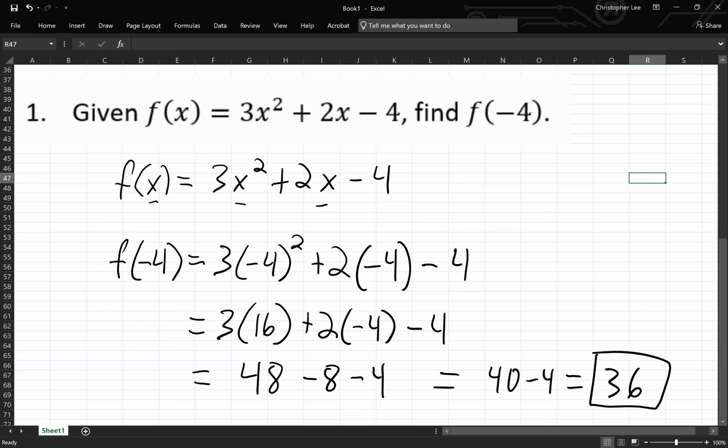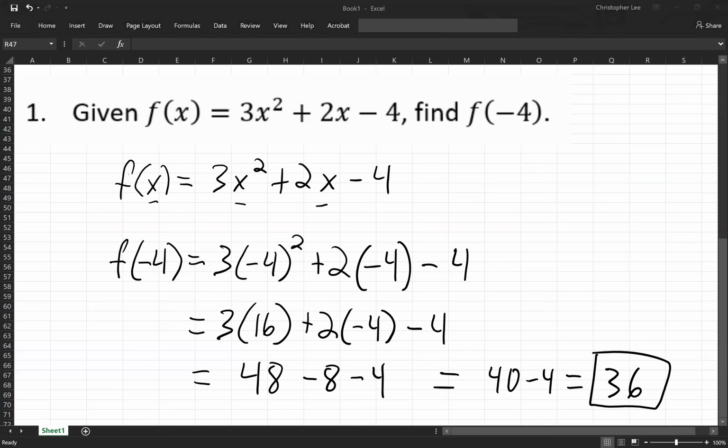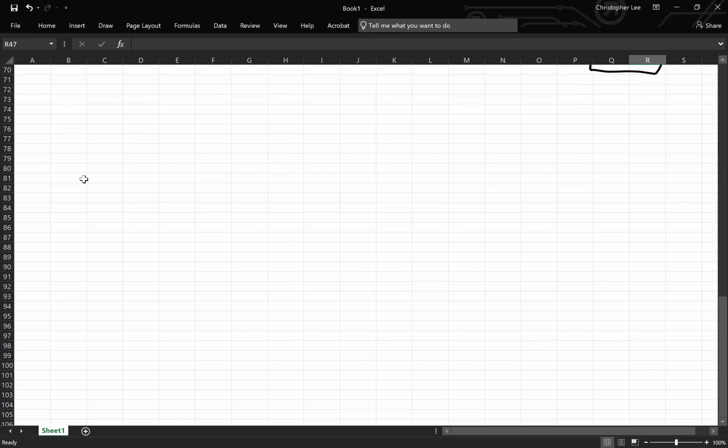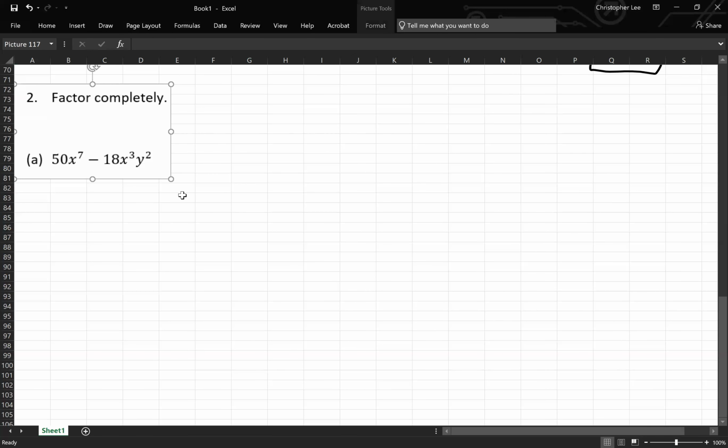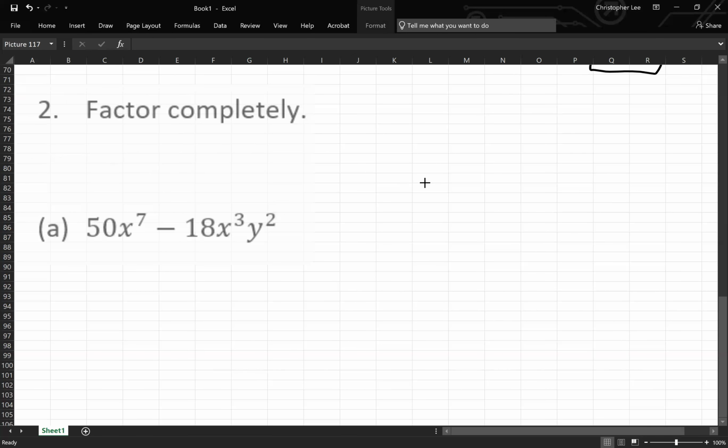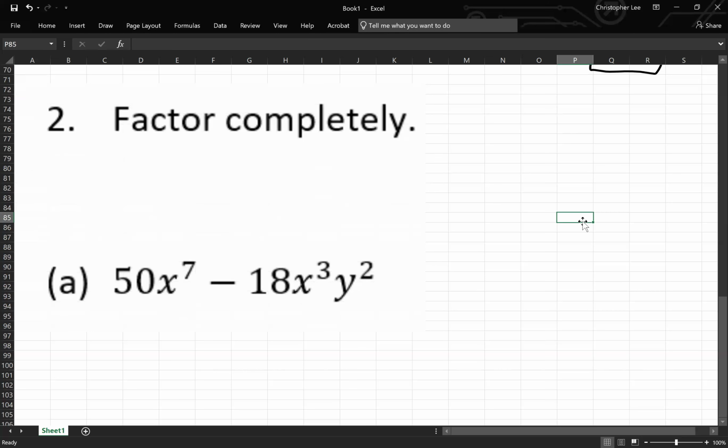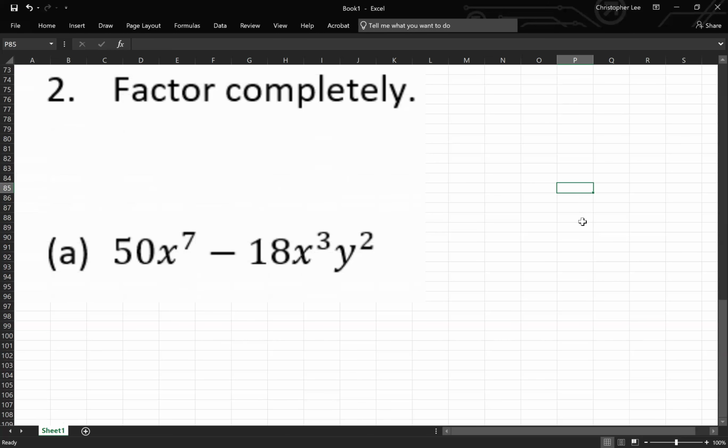Let's look at question two. Now, question two is probably going to be the easiest question that y'all have on the exam, so I'm expecting everybody to get 100 on it. I want to factor completely. The instructions say factor completely. How do I do this? What do I look for first?